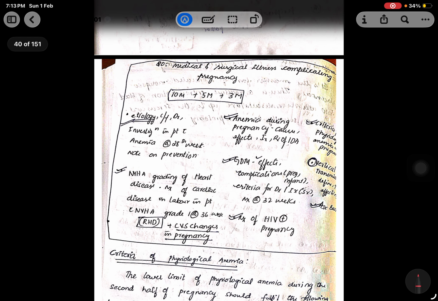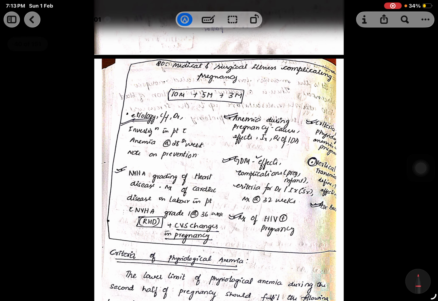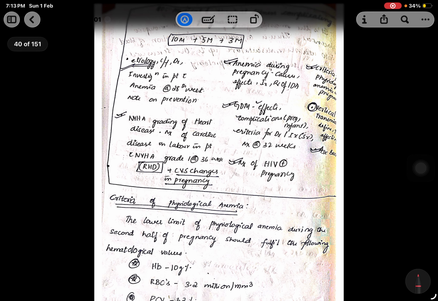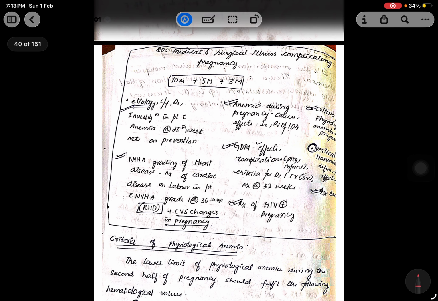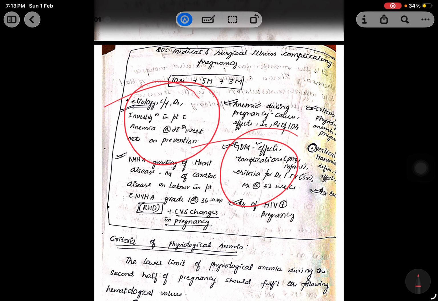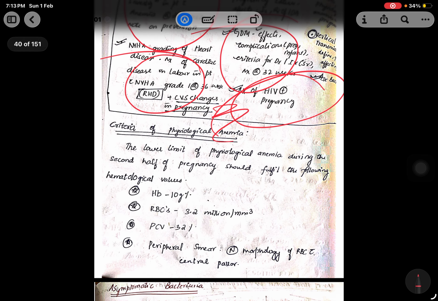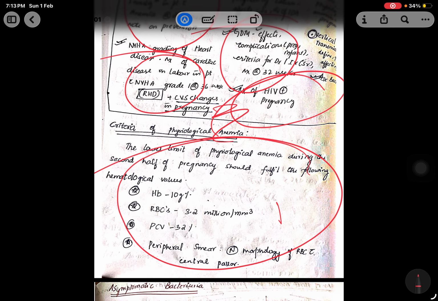Okay, now the major thing. This is one of the major topics which we need to discuss, that is medical and surgical illness complicating pregnancy. So what are the major things you need to discuss? About anemia, you need to discuss GDM. You need to talk about NYHA classification and what the physiological things are, and also something related to HIV we will talk about. Okay, the major thing is the criteria for physiological illness. This is an RS2 type of question. Now I don't think they will ask.